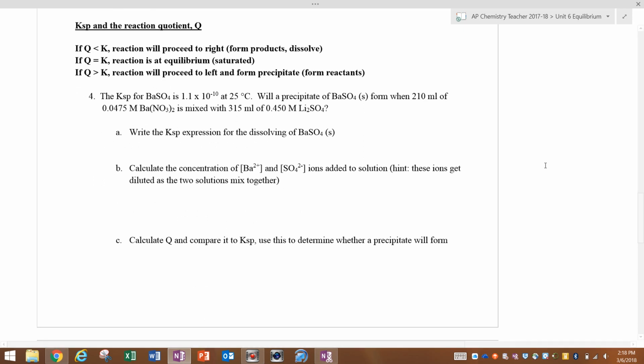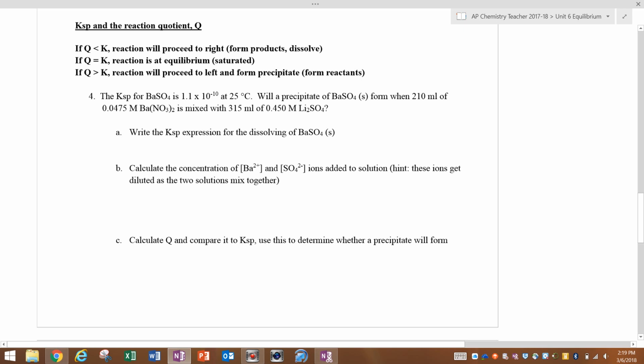This is the kind of scenario where someone says you mix these two things together, and we say, does a precipitate form? So the same rules apply. If you're trying to figure out which way a reaction is going to proceed, what you're doing is comparing Q versus K. If Q is less than K, the reaction will proceed to the right. If Q is greater than K, the reaction will proceed to the left.